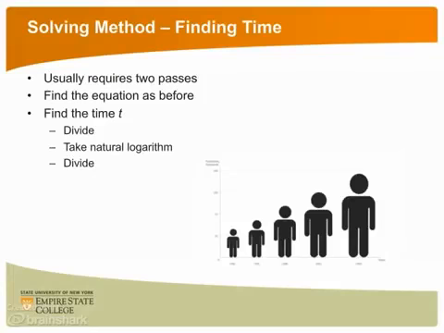But what happens if you want to find the amount of time that has to pass until some target population is reached? Solving for time usually requires 2 passes through the basic steps of divide, take the natural log, and divide. We begin the process as before, by finding the constant of variation k. Then plug in the information we know. Divide the target amount by the initial amount. Take the natural logarithm of both sides of the equation. As before, the natural log and the e will cancel each other. Finish by dividing both sides by the constant k. Let's go through an example.